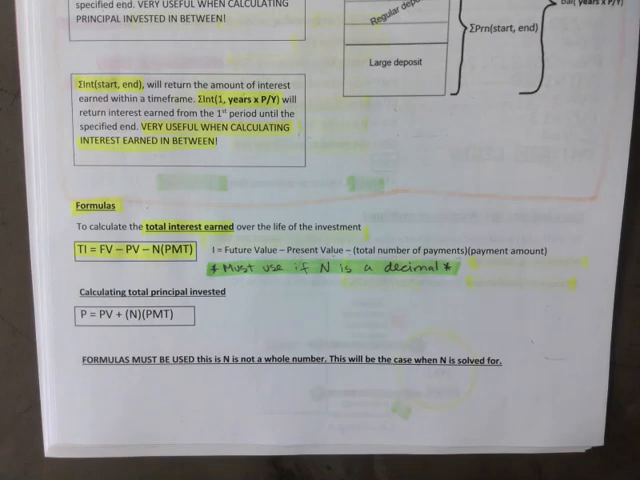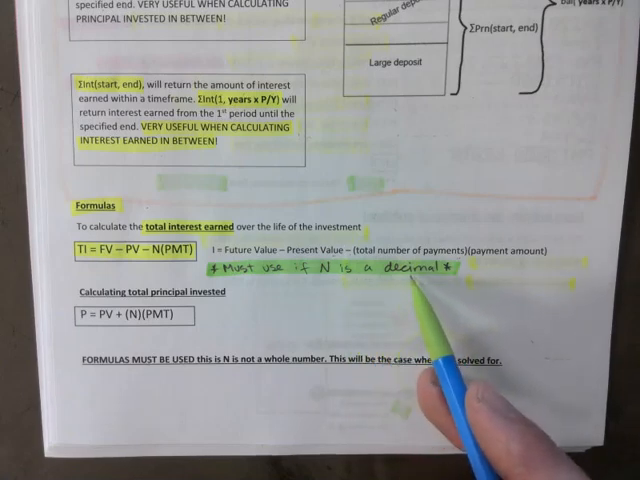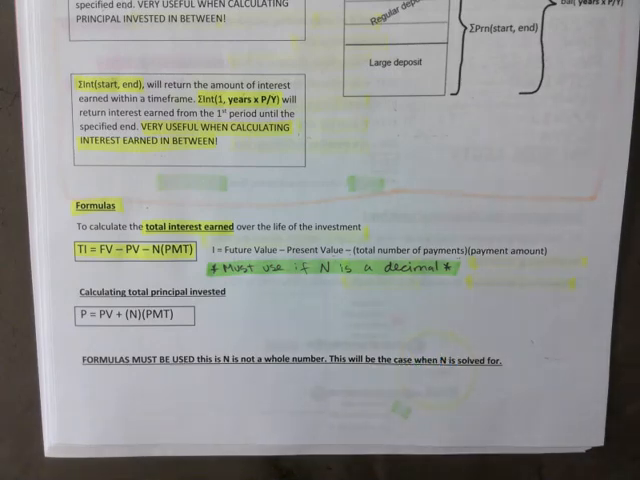Why would n be a decimal, folks? That's when you solve for it. And it's not always perfect, okay? Sometimes you pay off a loan in like 3.5 years because you ended up paying a little bit faster.